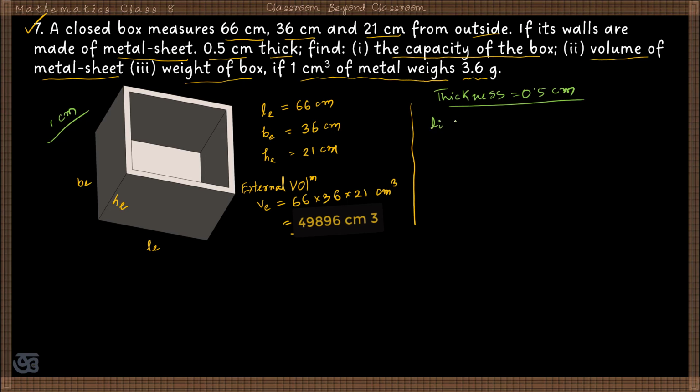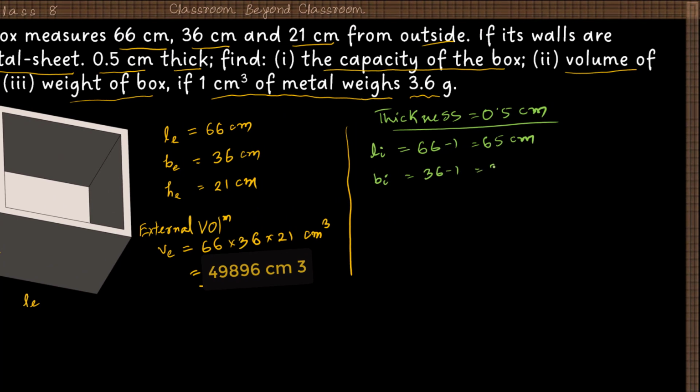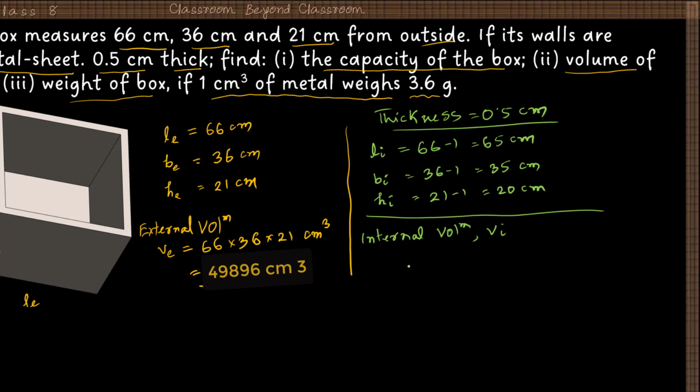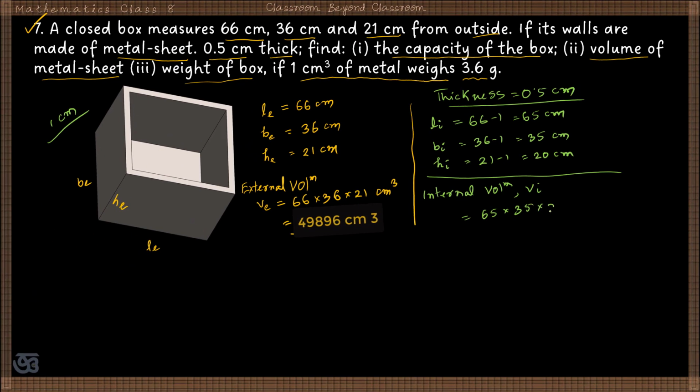So a total of 1 centimeter has to be deducted from the dimensions. So Li, internal length, is equal to 66 minus 1 is equal to 65 centimeter. Internal breadth Bi is equal to 36 minus 1 is equal to 35 centimeter and internal height Hi is equal to 21 minus 1, and this is 20 centimeter. Now internal volume Vi is equal to 65 multiplied by 35 multiplied by 20 cm³, and this is equal to the capacity of the box. This is number 1.